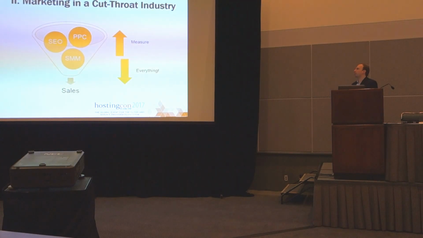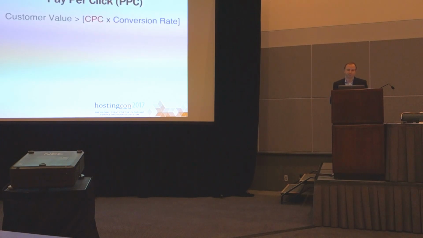Cool, so we're going to jump into the pillars of online marketing. In very broad terms, it can be grouped together into pay-per-click, SEO, and social media marketing. And of course, you want to measure and optimize everything, as we'll go through right now in the slides. All right, so first one, pay-per-click.